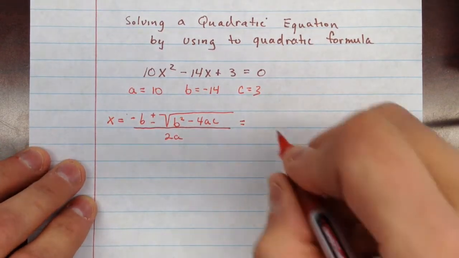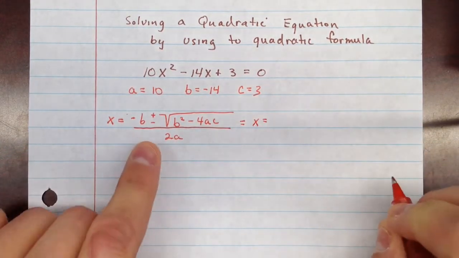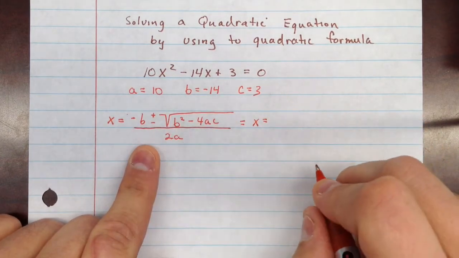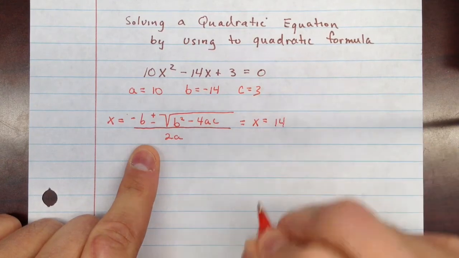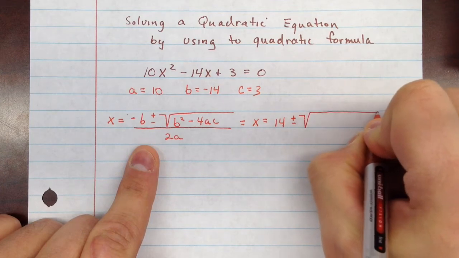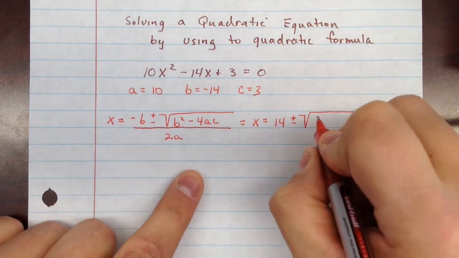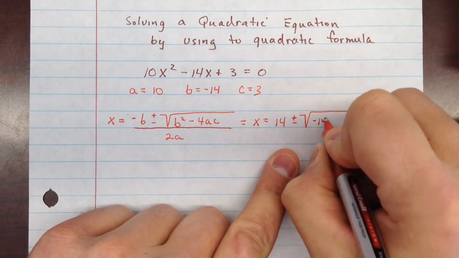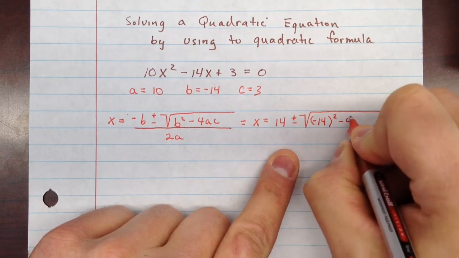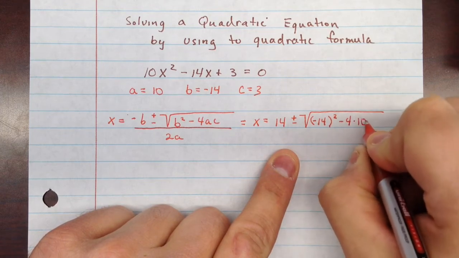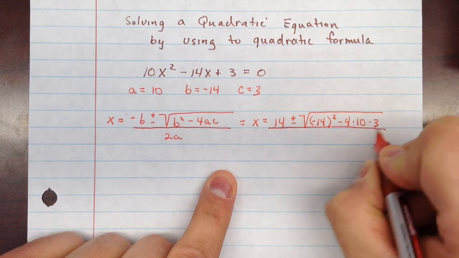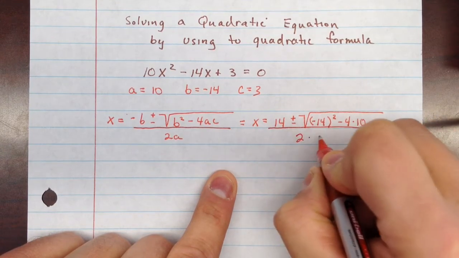So x equals negative b. And notice that b is negative already, which means a negative times a negative is a positive. So we're going to get 14 for this because two negatives make a positive, plus or minus. Here we have the square root of. Now this is negative 14 here, so it's a negative 14 squared minus 4 times a, which was 10, times c, which was 3, over 2a. 2 times 10.